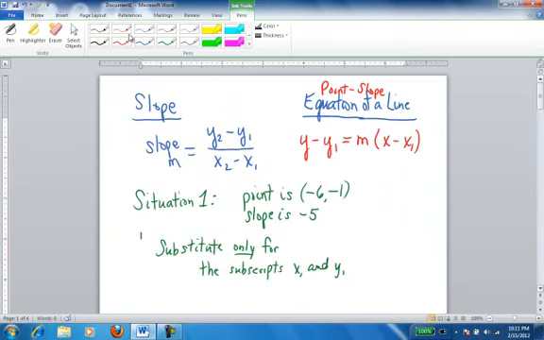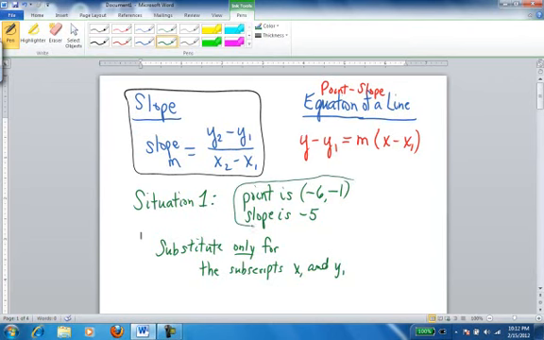Welcome to this video that will deal with finding equations of lines when you're given the slope and possibly a point for the line, the point that is on the line. In this situation, I have the slope formula that I'm going to box right here in black. You subtract the y coordinates and subtract the x coordinates. In situation number 1 we have a point on the line, (-6, -1), and the slope is equal to -5.